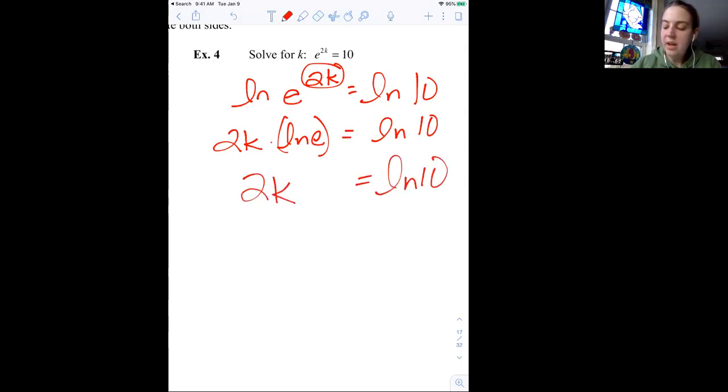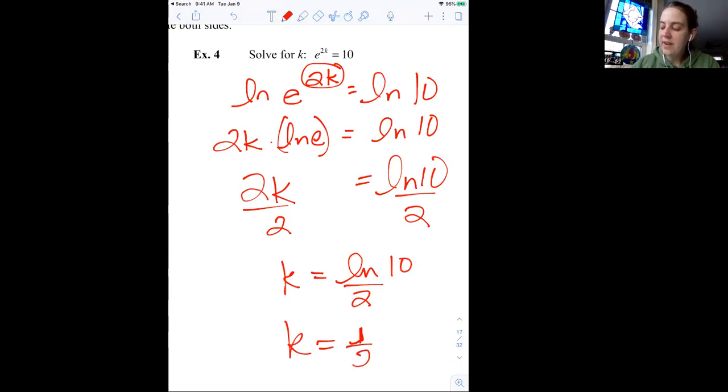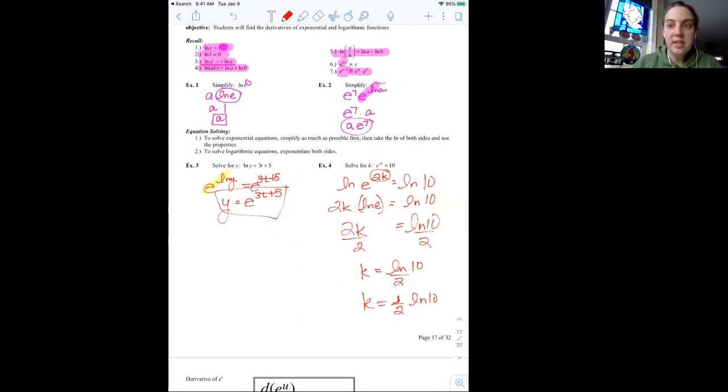How do we solve for k? We divide both sides by 2. So k is equal to the natural log of 10 over 2. You might also see this written as 1/2 natural log of 10. Those are equivalent ways of writing that. So same idea. So let's get into some calculus.